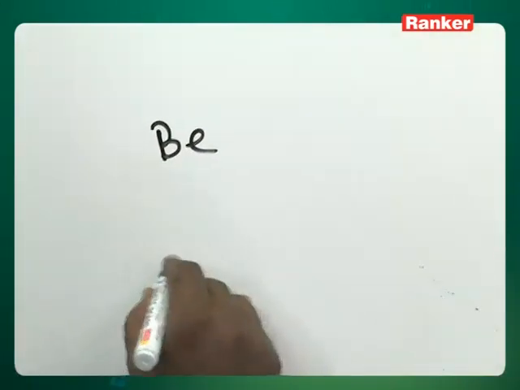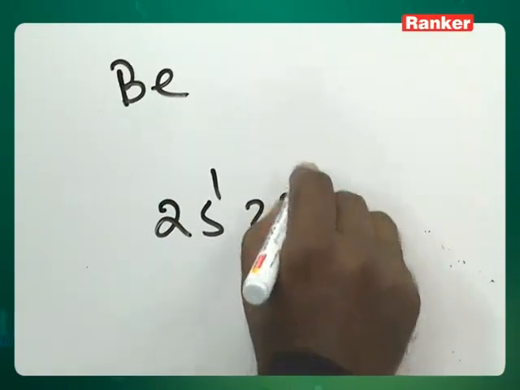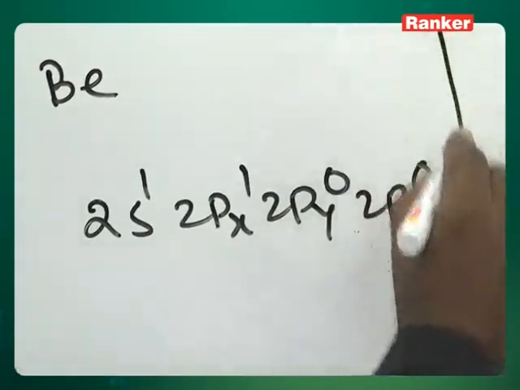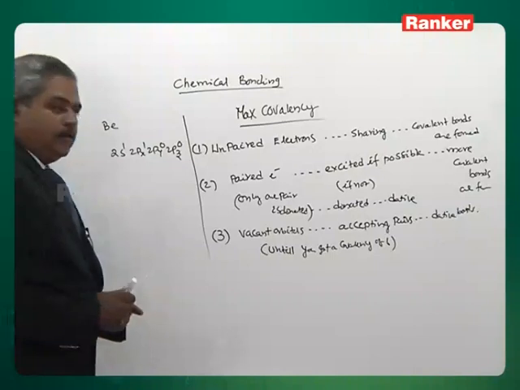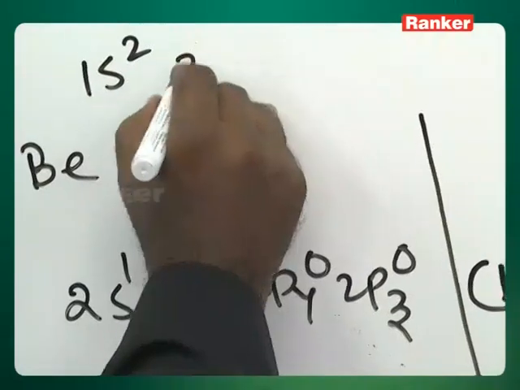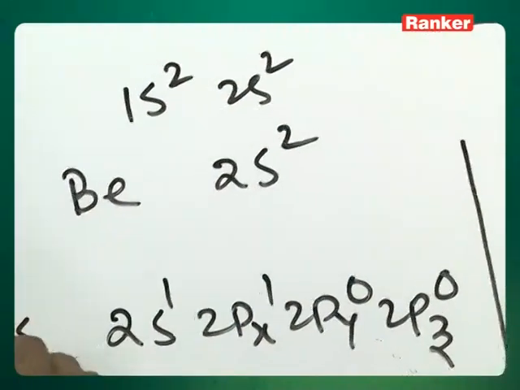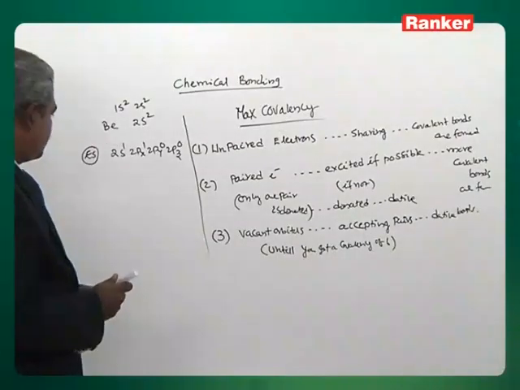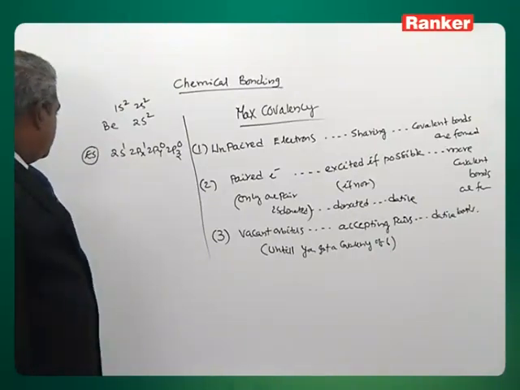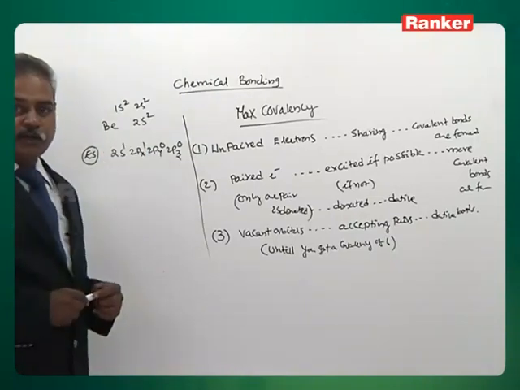Beryllium: 2s1, 2px1, 2py0, 2pz0. The original configuration of beryllium is 1s2, 2s2, and in its ground state it is 2s2. In its excited state it is 2s1, 2px1, 2py0, 2pz0. Look here. Beryllium has just 2 electrons in its outermost shell.